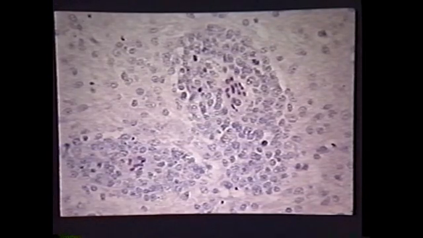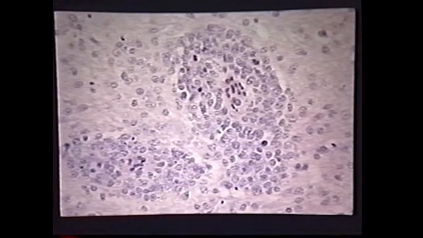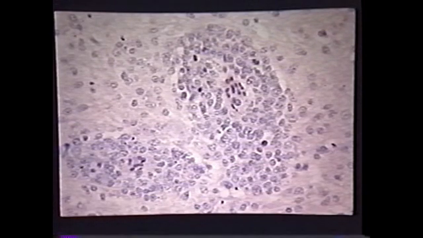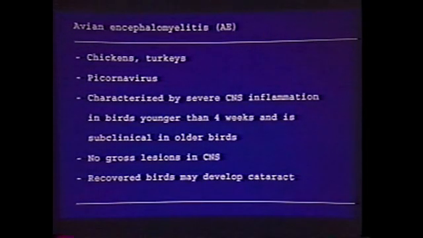However, histologically, you may see some perivascular cuffing, as in here, neuronal degeneration, and gliosis. Okay, and in the brain, you may see some lesion in the spinal cord as well. Avian encephalomyelitis is caused by picornavirus, with severe CNS, central nervous system, inflammation, in birds younger than 4 weeks. If they are older than 4 weeks when they pick up the virus, they will not develop the clinical signs.